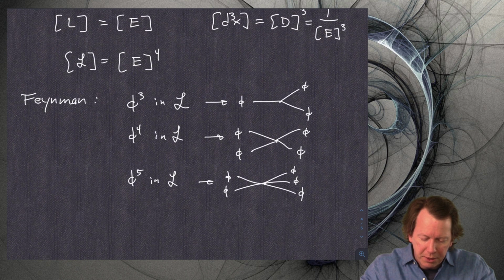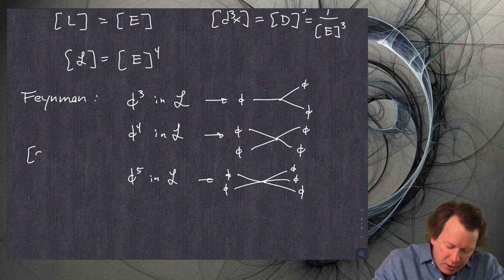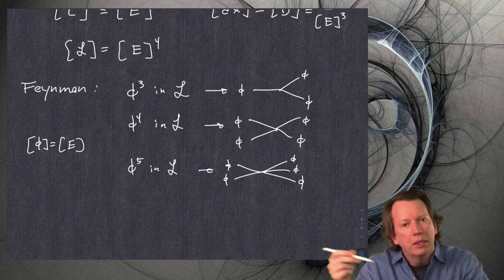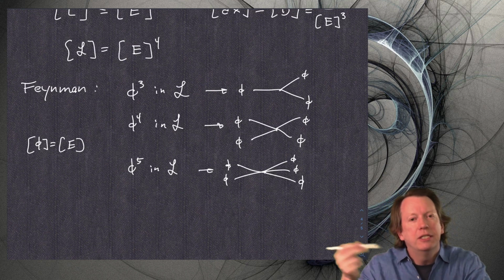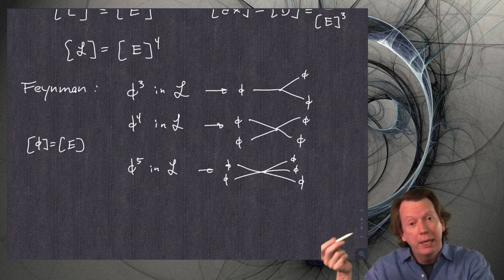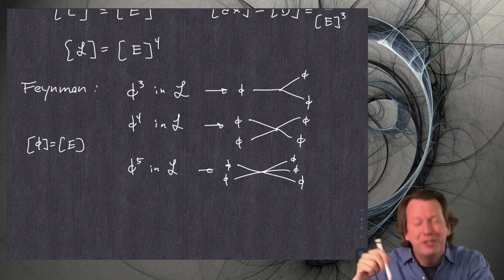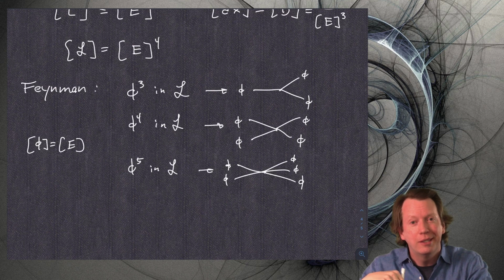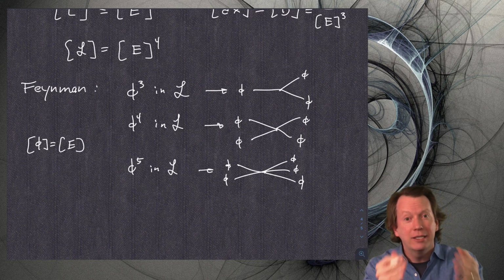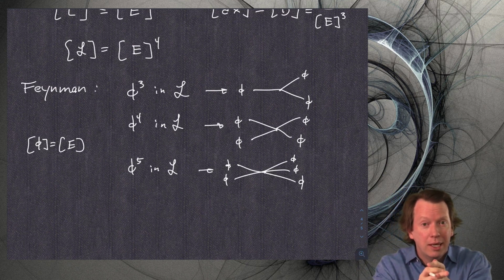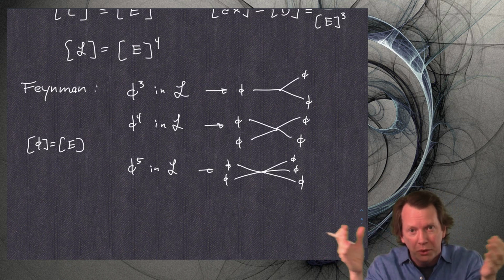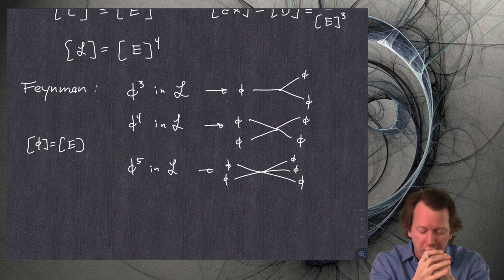Okay. Now, wait a minute. This is telling us something, because remember that the dimensions of phi are the dimensions of energy. And we want the Lagrange density to have dimensions of energy to the 4th. So you might guess, and you'd be incorrect, but you might guess that you could only have phi to the fourth in your Lagrange density, because phi to the fourth automatically has the right units, the right dimensions, to be in the Lagrange density. It's energy to the fourth. Phi is energy, and phi to the fourth is energy to the fourth. That's what we want for our Lagrange density.